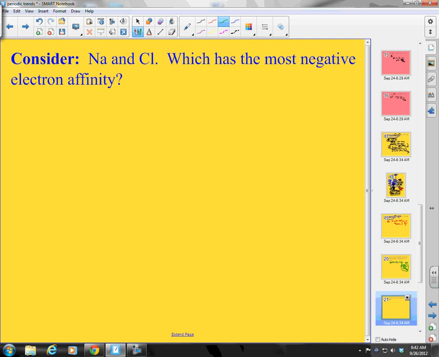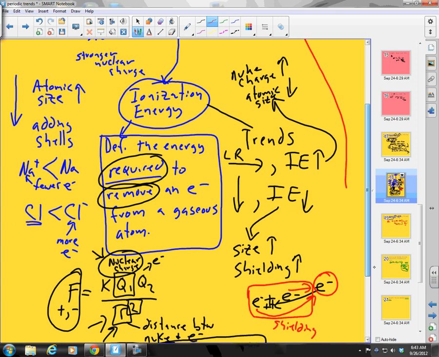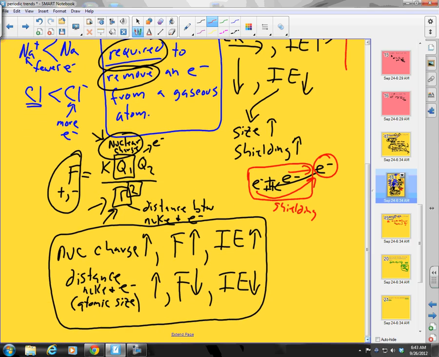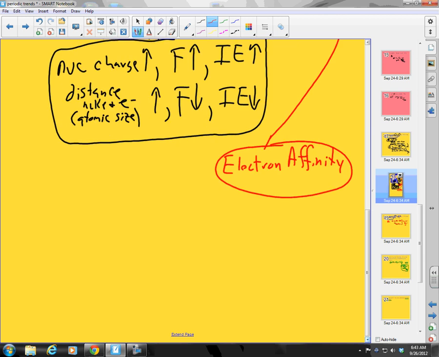Consider sodium and chlorine, which has the most negative, and a new concept here, electron affinity. Okay, folks, let us get some notes on electron affinity. All right, we have another trend up here, electron affinity, and I'm going to have to take it way down here. I'm going to need more space, don't I? So let's just keep going. Electron affinity. Where do we need to start? We need to start with a definition, don't we? Sure do. We always need those definitions to help us understand what we're dealing with.